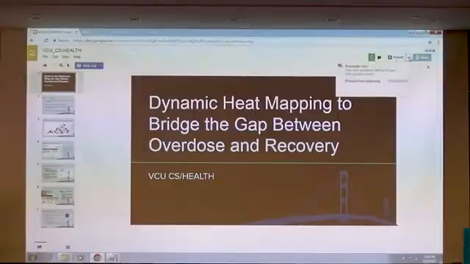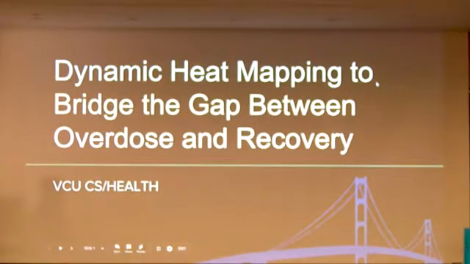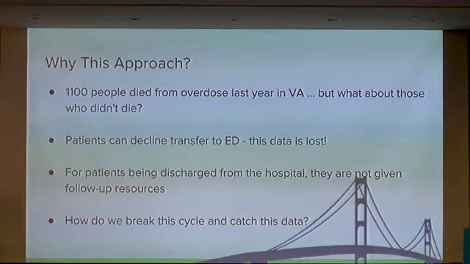We're talking about how we can use dynamic heat mapping to bridge the gap between overdose and recovery. So what does that mean? First, let's talk about why this approach. The governor said yesterday, 1,100 people died from overdose last year in Virginia.